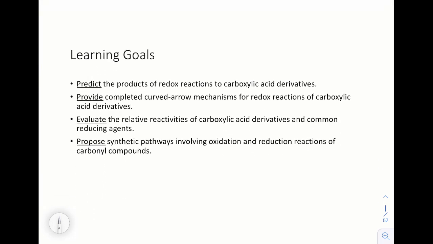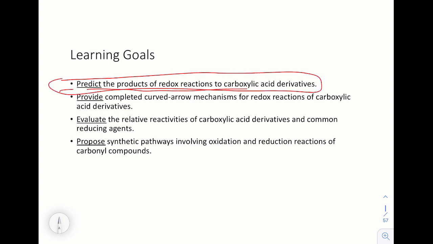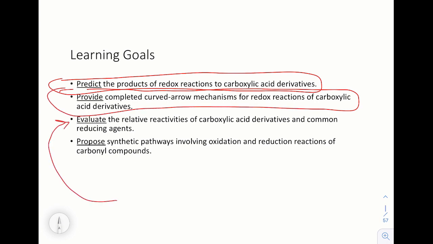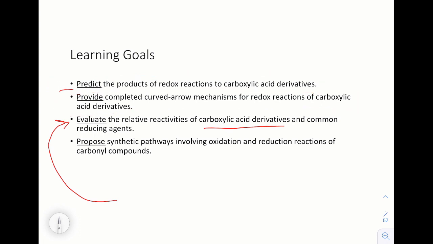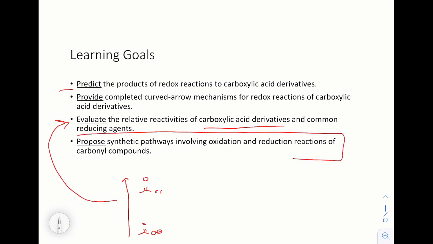Learning goals for today are to be able to predict the products of redox reactions of carboxylic acid derivatives, provide complete curved arrow mechanisms for these reactions, and evaluate the relative reactivity of carboxylic acid derivatives and common reducing agents. Well, clearly we'll be using that ladder of reactivity, right, where acid chlorides are the most reactive and carboxylates are the least reactive acid derivative. And finally, we will propose synthetic pathways involving oxidation and reduction reactions of carbonyl compounds as key steps. Let's get started.